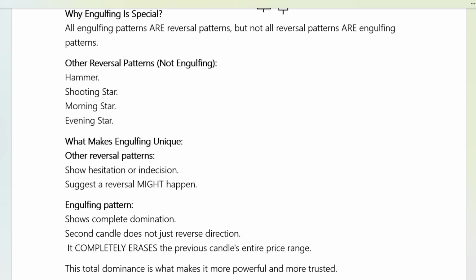The engulfing pattern shows complete domination. The second candle does not just reverse direction. It completely erases the previous candle's entire price range. This total dominance is what makes it more powerful and more trusted.